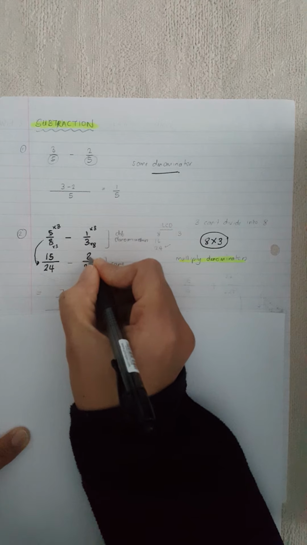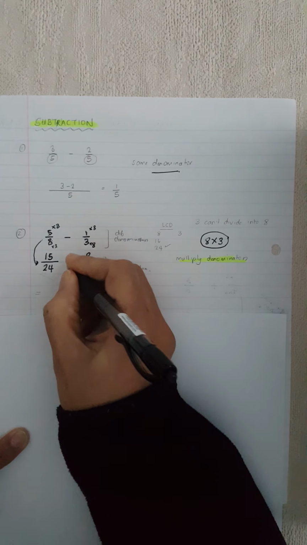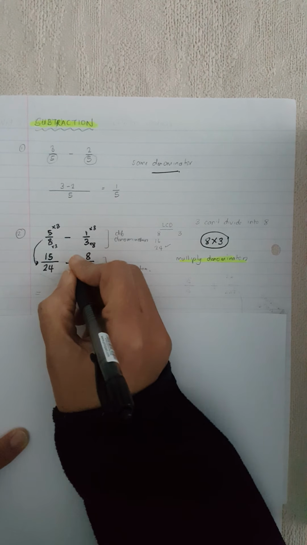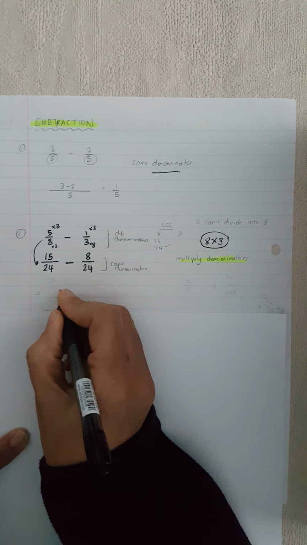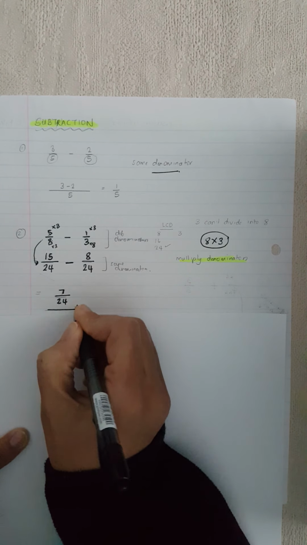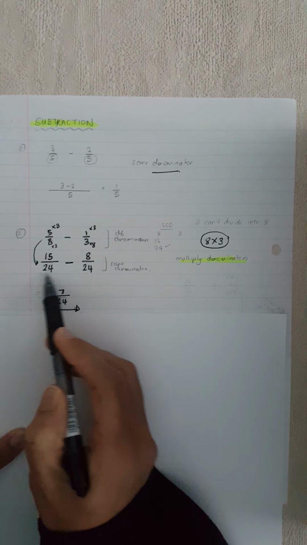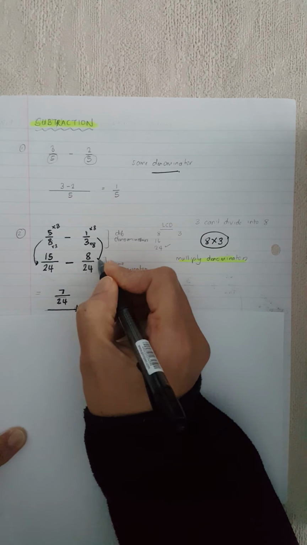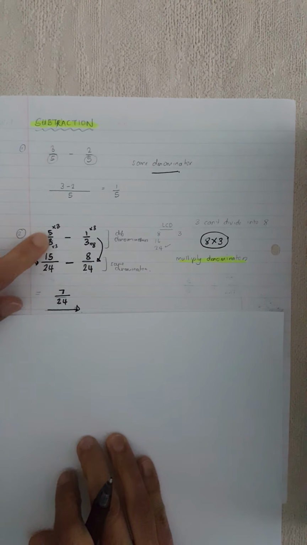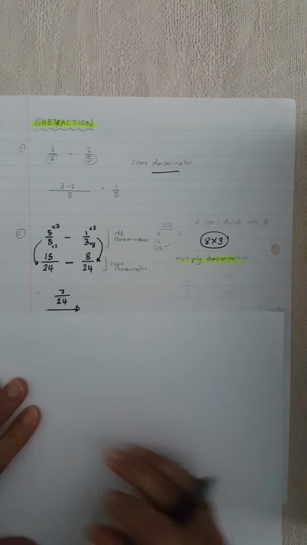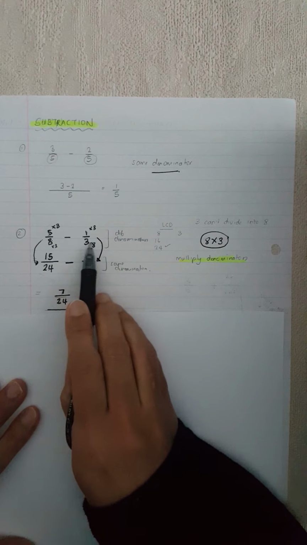So my answer is 8 over 24, and I've got a subtraction here. So 15 minus 8 becomes 7, and I'm keeping the same denominator, which is 24. I can only subtract when I have the same denominators. Again, what I have done is converted this to an equivalent fraction and converted that to an equivalent fraction. So what you need to do is look at the denominators.